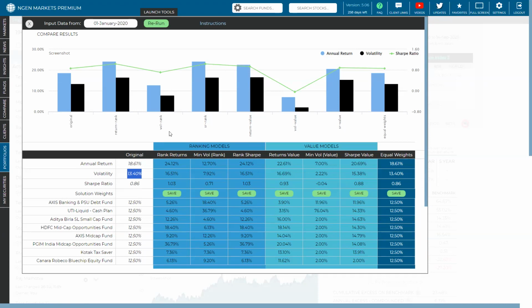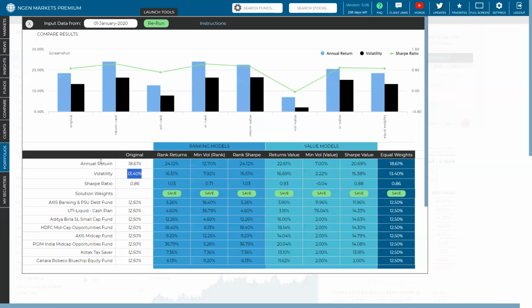Now, the first model, just concentrate on the ranking models. We are only focusing on ranking models as of now. And just see the first column here, which is rank returns. What that is doing is, it is going to reallocate these same funds in such a proportion that the returns generated by the portfolio are optimized. Optimized meaning maximized in this case, right?